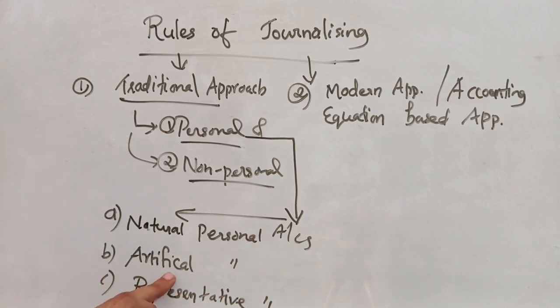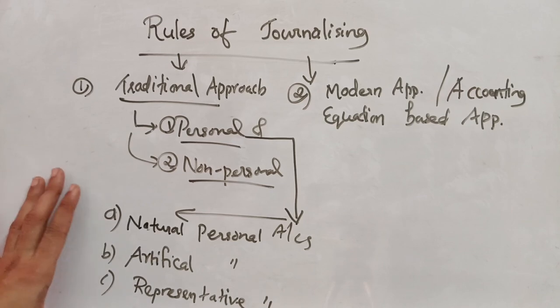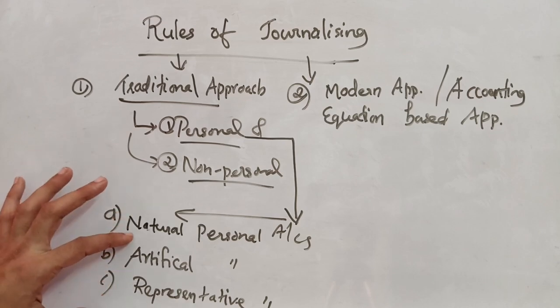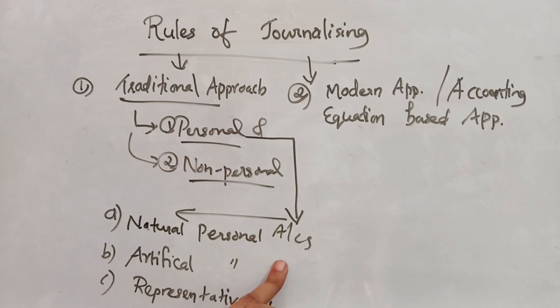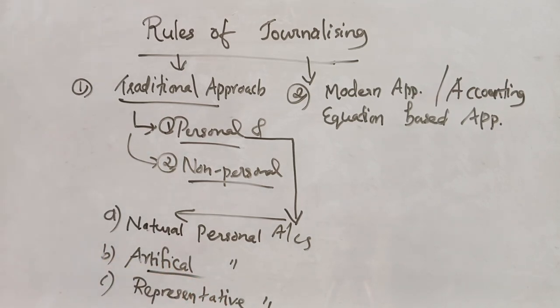Then artificial personal accounts. Artificial personal accounts are those which are not living human beings, but they have existence in the eyes of law. A joint stock company is an artificial juridical person. Likewise, artificial personal accounts are not human beings, but they have existence in the eyes of law. For example, Reliance Limited and like companies, Sham Provision Stores, and bank accounts all come under artificial personal accounts.